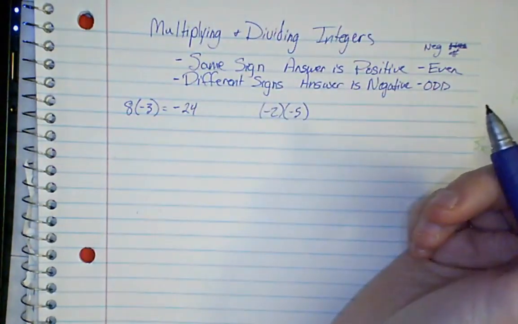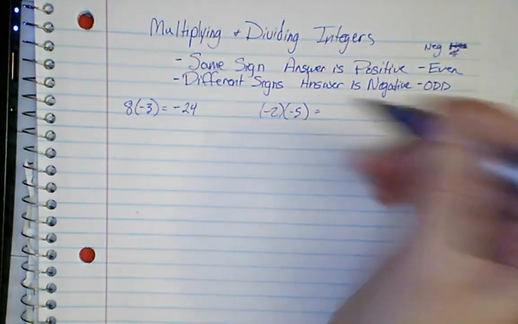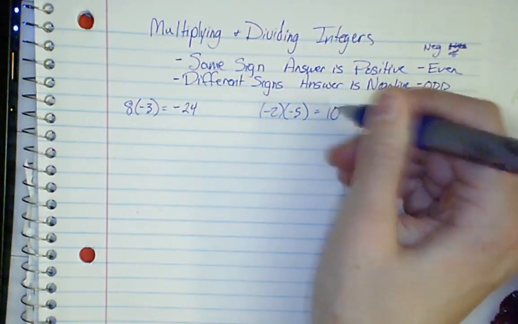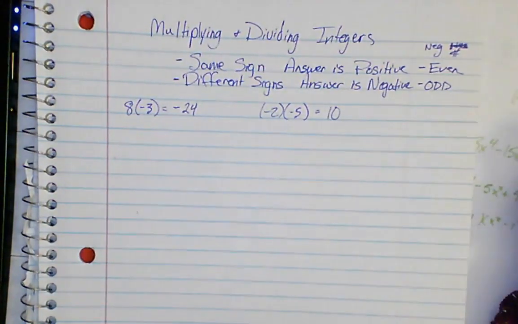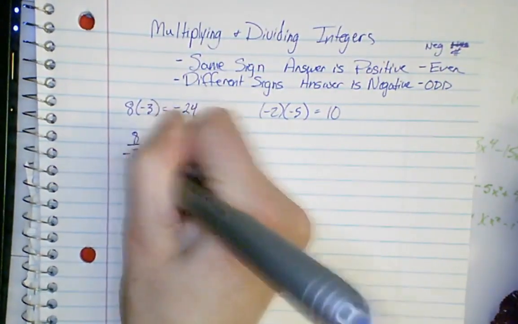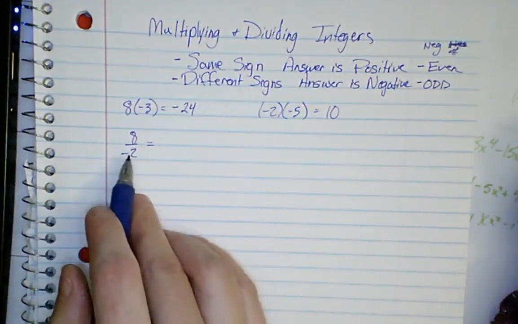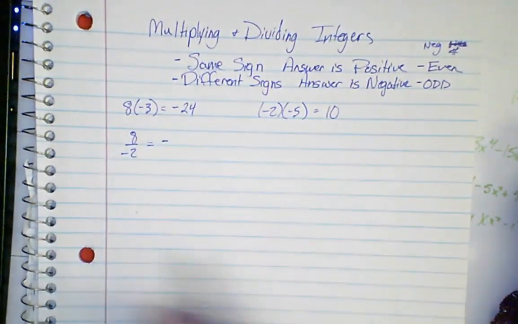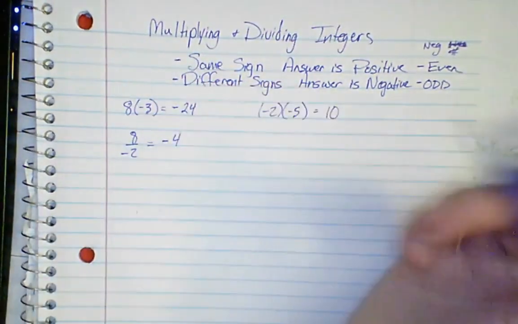Negative 2 times negative 5, they have the same sign, so it will be positive. 5 times 2 is 10. You do not necessarily have to place a positive sign in front of 10. If you just write 10, it's always assumed positive. 8 divided by negative 2. We have different signs, so we will have a negative answer. 8 divided by 2 is 4.